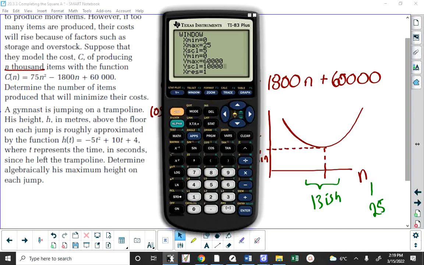Don't ever mess with the x-res. One day I'll explain to you what it means, but it's not important. Yeah, see, that makes sense. That table is valuable in picking the window settings. There's a lot of wasted space below the minimum, but anyway, now we can answer the question. This is a minimum. I put my cursor to the left of the minimum, I hit enter. Put my cursor to the right of the minimum, I hit enter. I hit enter.